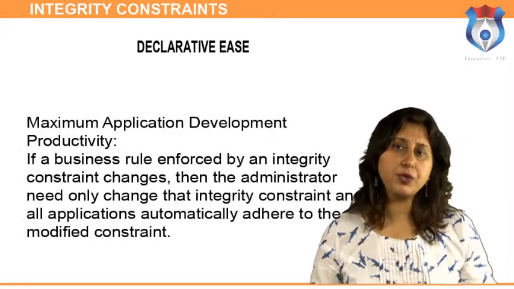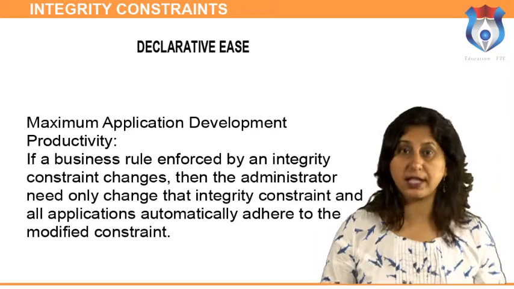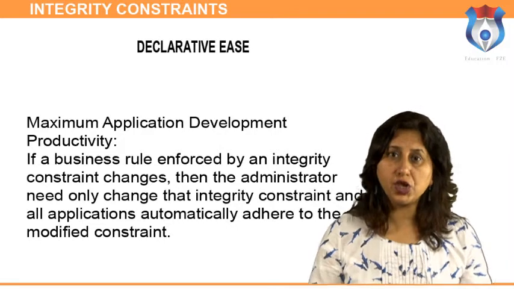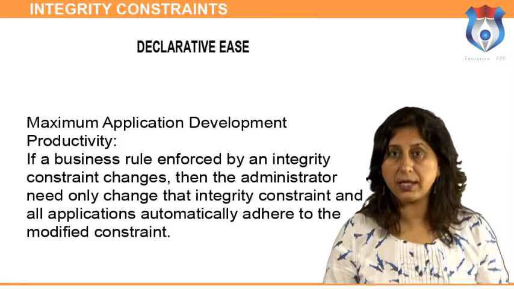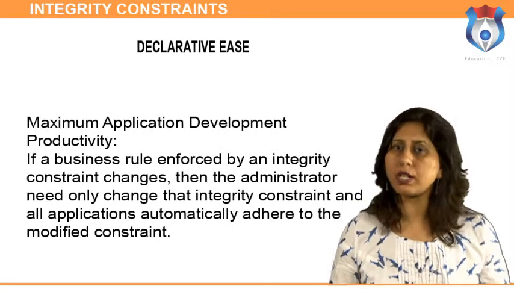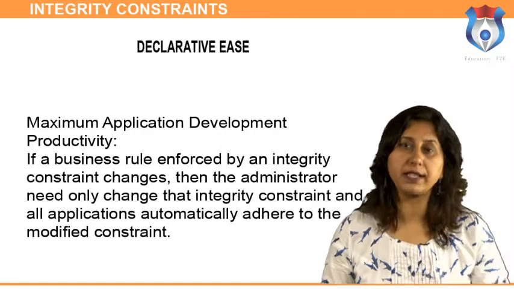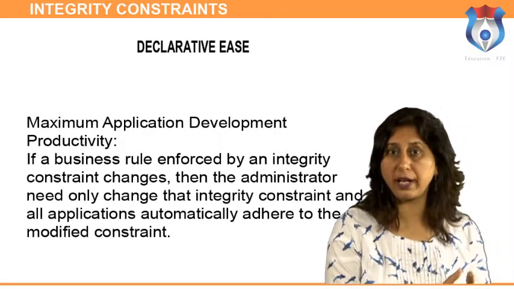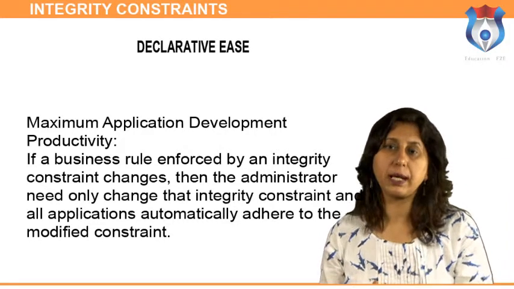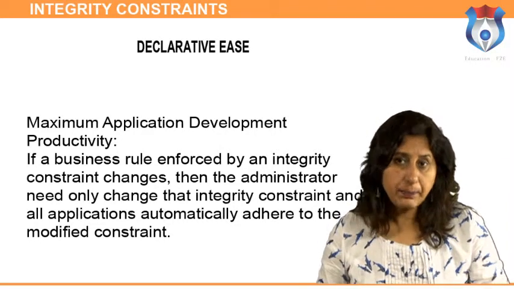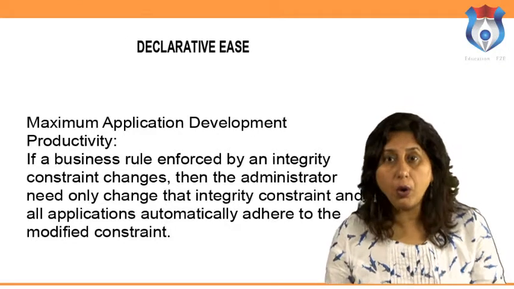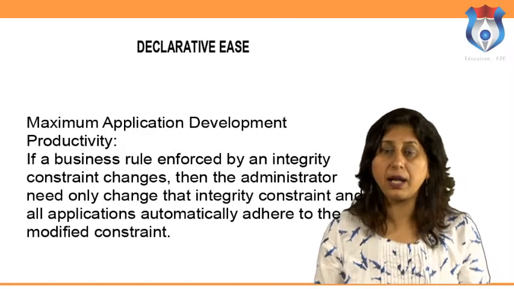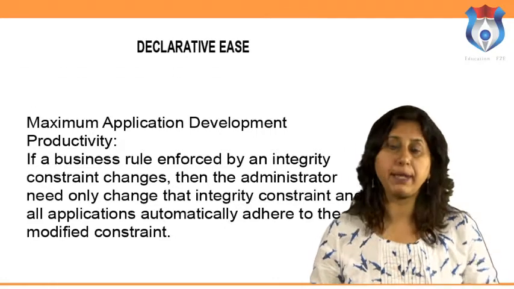If a business rule enforced by an integrity constraint changes, then the administrator need only change that integrity constraint and all applications automatically adhere to the modified constraint. In contrast, if the business rules were enforced by the code of each database application, developers would have to modify all application source code and recompile, debug, and test the modified applications.